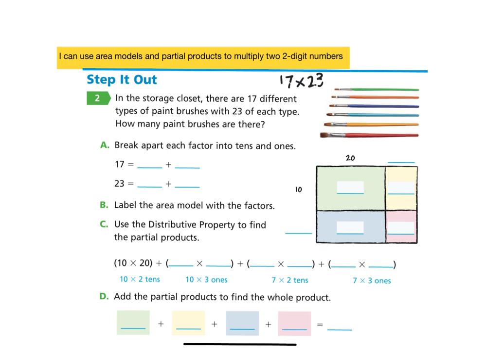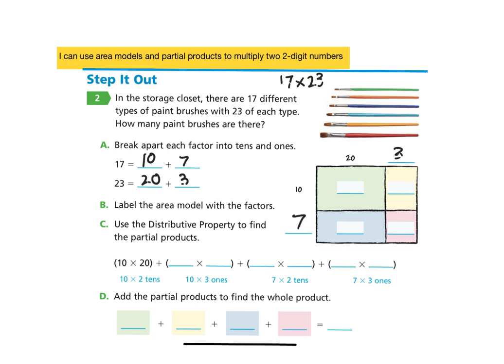So first, just like in the last one with the area model, we're going to break apart our factors, our numbers we're multiplying, into their tens and ones. So 17 can be broken into 10 plus 7, and 23 is broken into 20 plus 3. Now we can come over to our area model and put those numbers in as well. So we have 20 plus 3, and then we have 10 and 7.